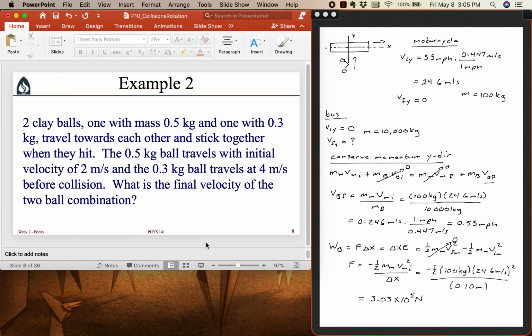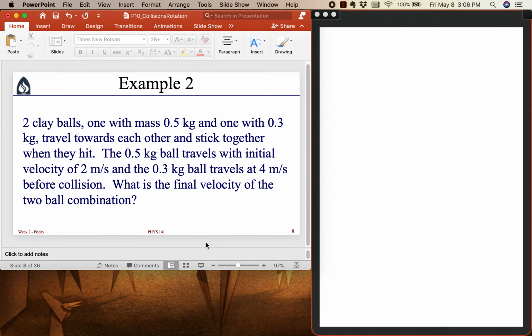So next, let's take a look at another example problem. In this example problem, we have 2 clay balls, one with a mass of 0.5 kilograms, one with a mass of 0.3 kilograms. They travel towards each other, they stick together when they hit, so this must be a perfectly inelastic collision. The 0.5 kilogram ball travels with an initial velocity of 2 meters per second. The 0.3 kilogram ball travels at 4 meters per second before the collision, and we want to know what's the final velocity of the 2-ball combination after they stick together.